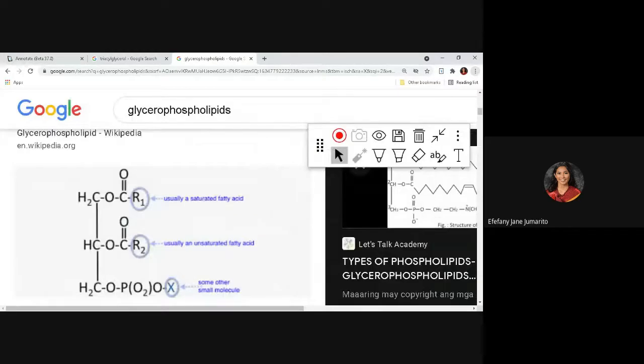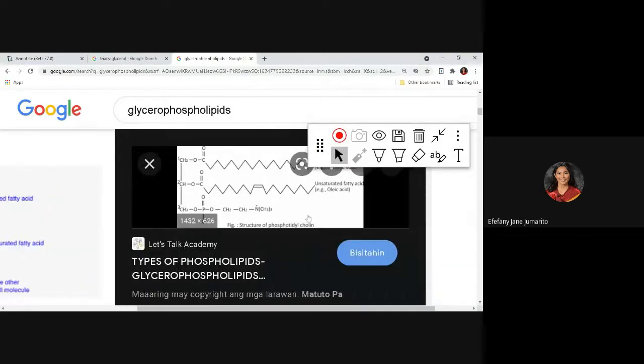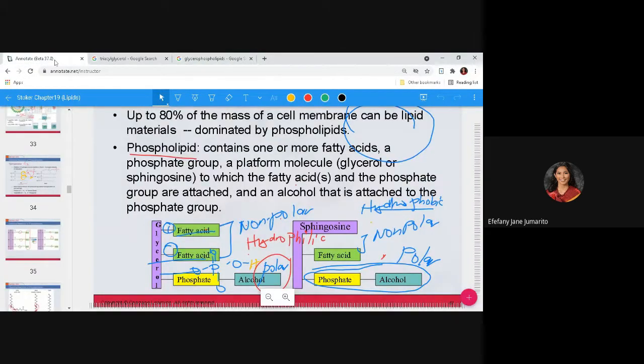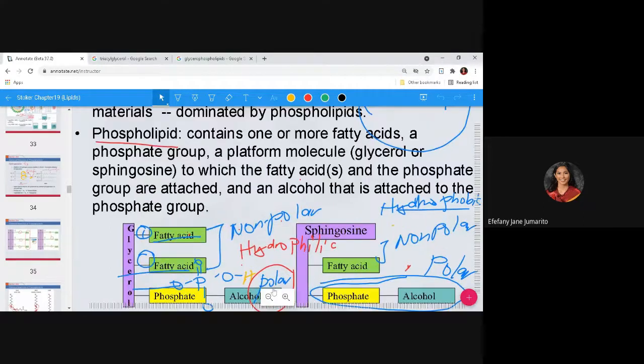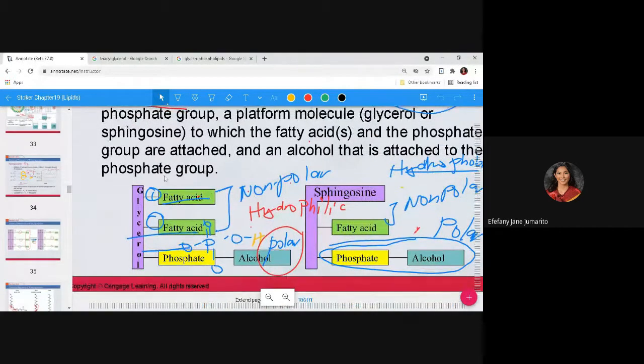glycerophospholipids contain only two fatty acids, because the third is replaced by a phosphate and then an alcohol group. Now, okay, so also your phospholipid is amphipathic. So it means that it has a non-polar and a polar group. So what is the hydrophilic group in your phospholipids? This is your phospholipid, say glycerophospholipid. So determine the polar region.